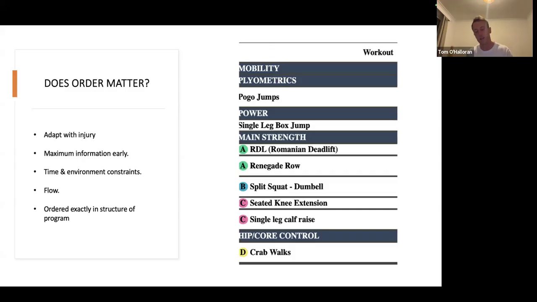But one question I have had is, does order matter? Should you do certain tests first? For me, I order it in the way I would write a program.